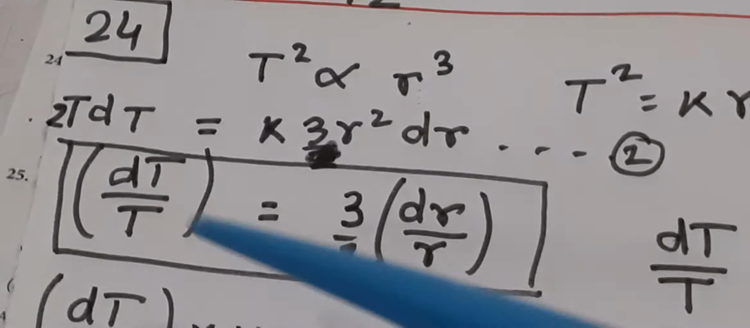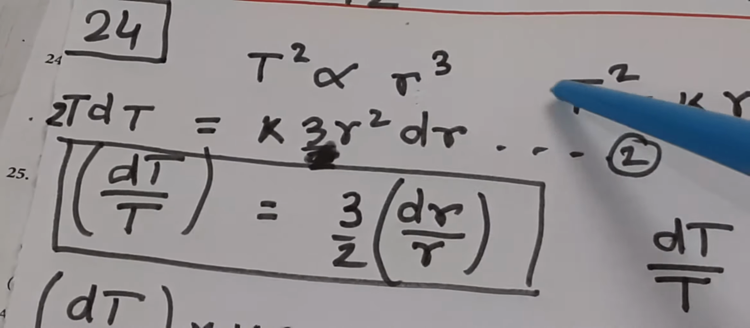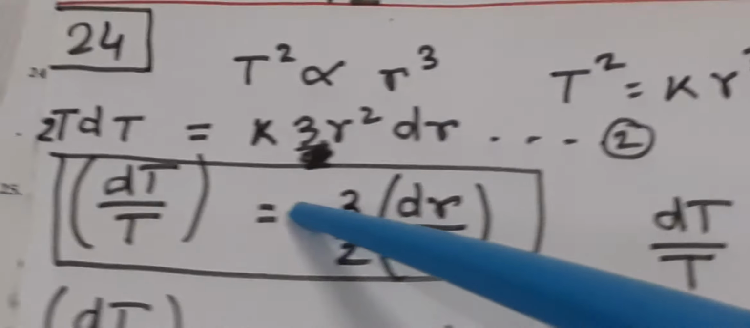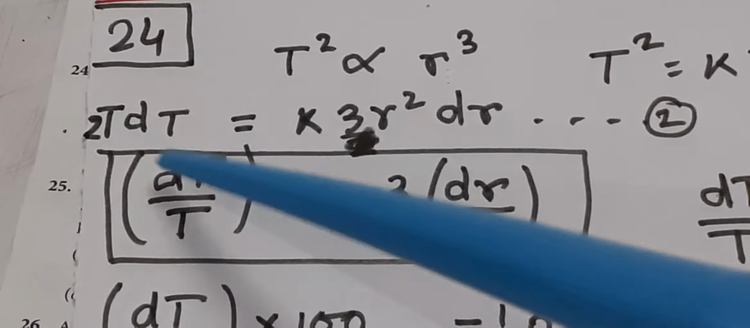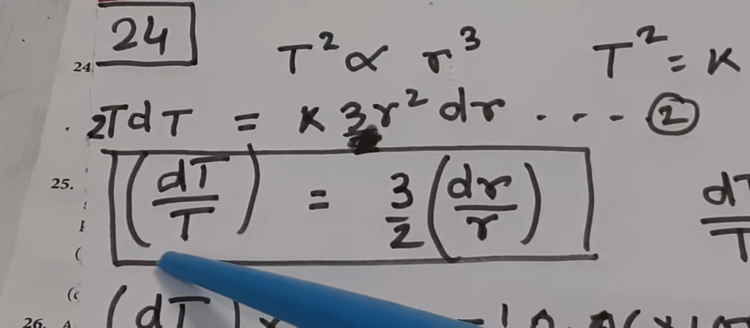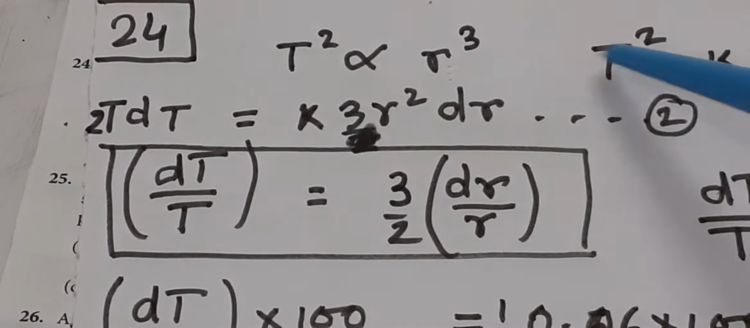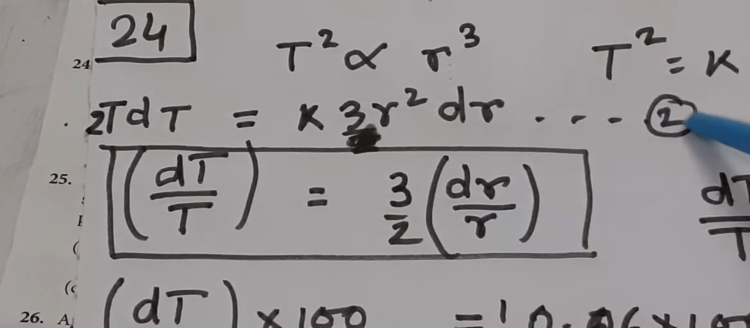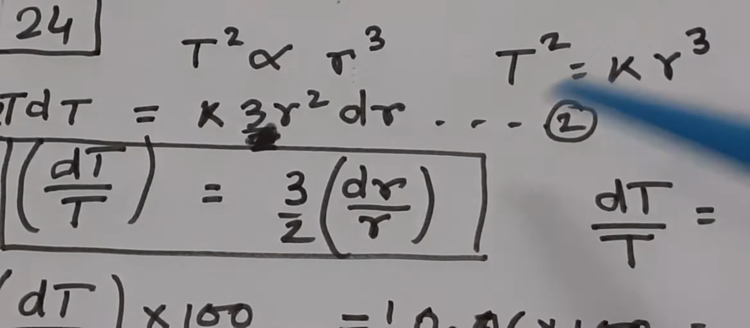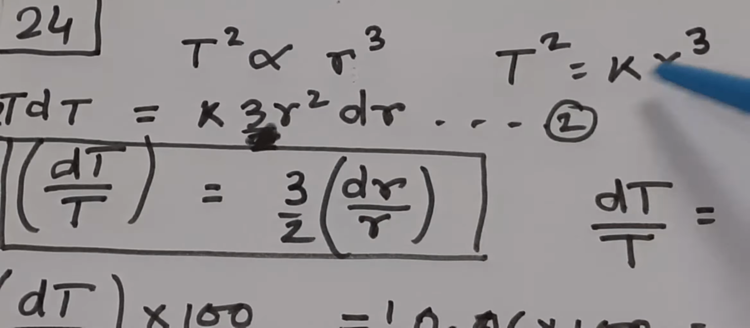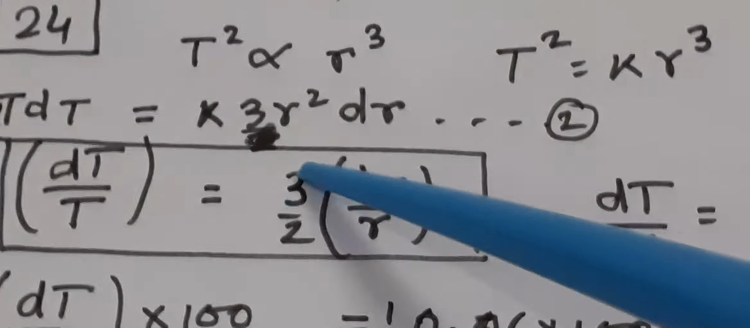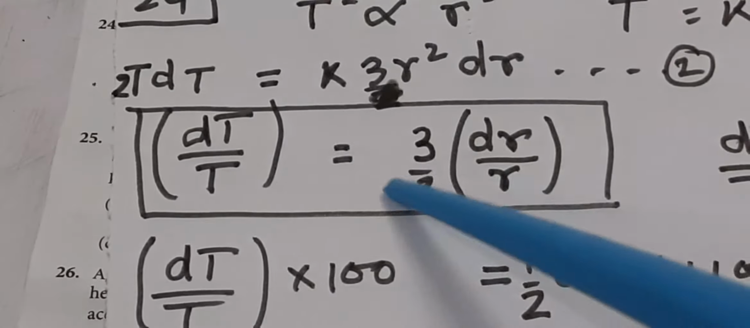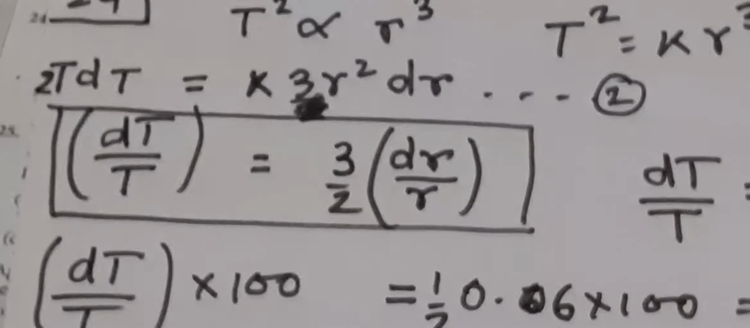From here we can again divide this expression by T squared equals k r cubed. Divide this, you will get 2 dT by T. The k cancels, and bring this 2 to the denominator, so 3 by 2 will be here, and on the right side r squared will cancel, 1 by r into dr, that is 3 by 2 dr by r. This expression is important, you just keep this in your mind so that it will give you an advantage.